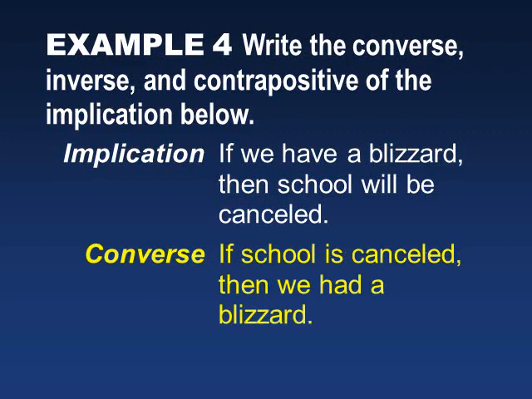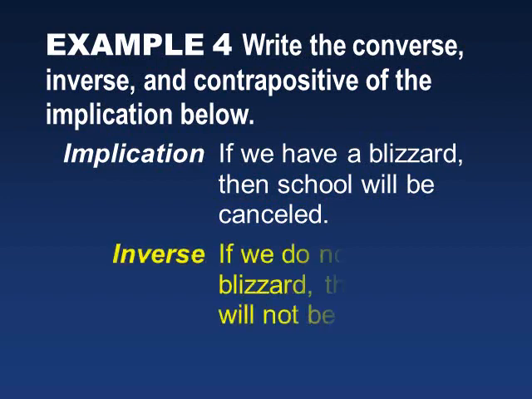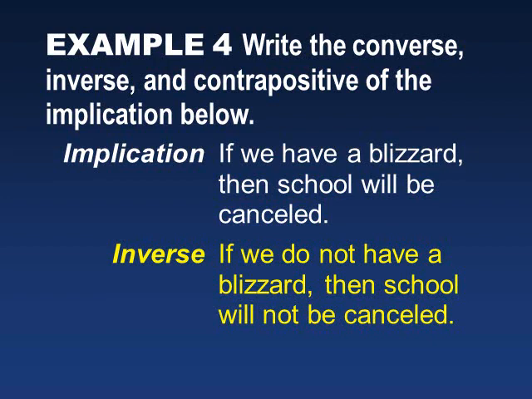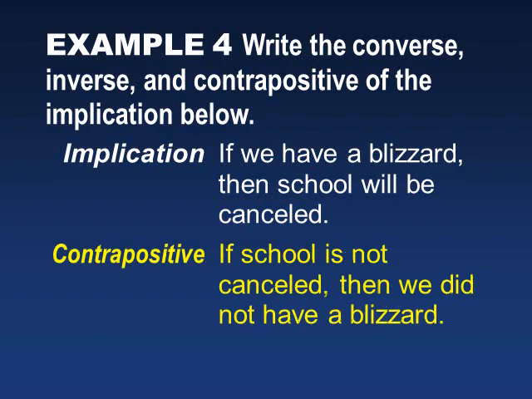Okay, this isn't necessarily true, is it? We could cancel school because we don't have power. That happened before, but there's other reasons school can be canceled. So see how sometimes switching and making the converse doesn't always make it true, but we at least can write the words. The inverse means I negate both pieces. So if we don't have a blizzard, then school will not be canceled. And last I have the contrapositive, means I switch and negate. So if school is not canceled, then we did not have a blizzard.